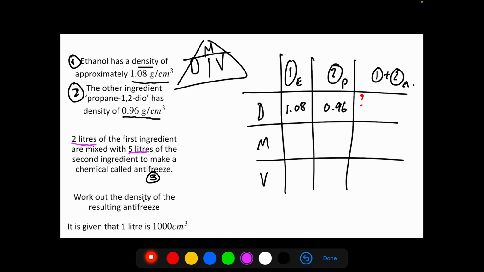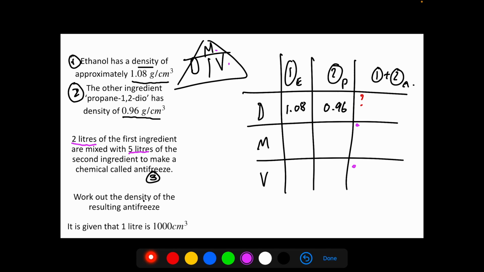So if I want to find this density, I need the mass and I need the volume. I don't have the right pieces at the moment. Well, let's look into this a little bit more. I've got 2 liters of the first ingredient. This is a bit more difficult because it's liters, and up here it said centimeters cubed. So I can't just use these numbers straight away. However, liters can be converted into centimeters cubed. 1 liter is 1,000 centimeters cubed, so 2 liters is going to be 2,000 centimeters cubed.